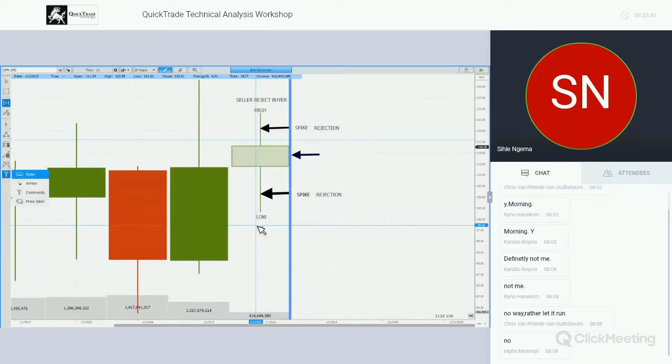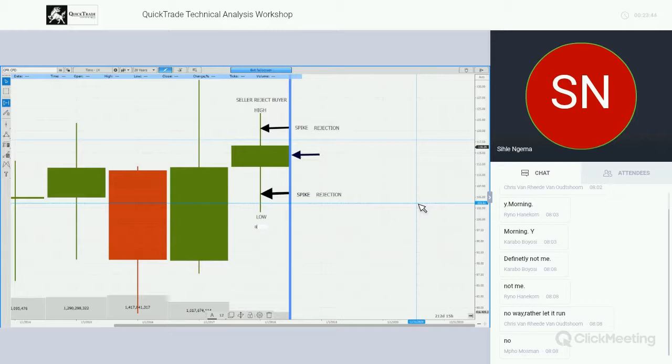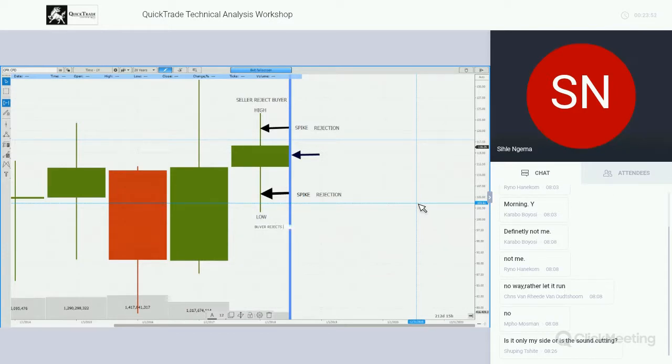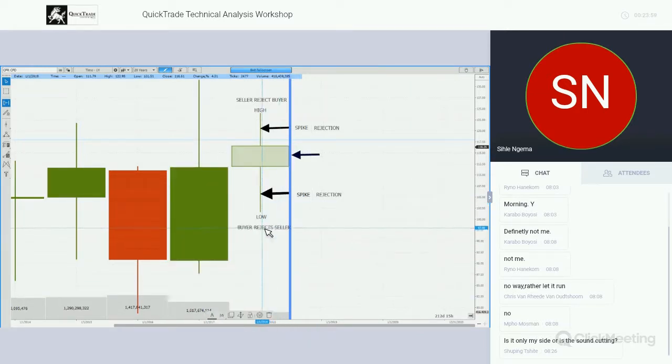This simply means that for that spike to occur, the buyer rejects the seller from further pushing the share price down. So whenever you see the spike facing at the bottom, that simply means that it is the seller that got rejected from further pushing the share price down. Buyers started to come in and they pushed the share price up, a bit higher up.